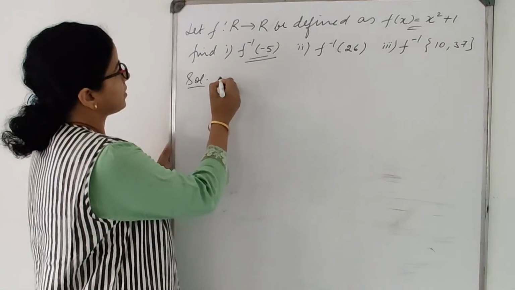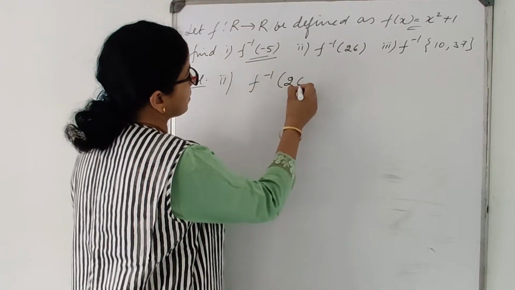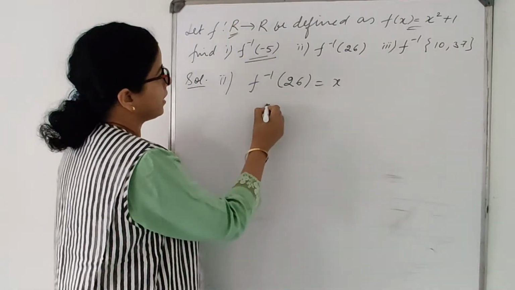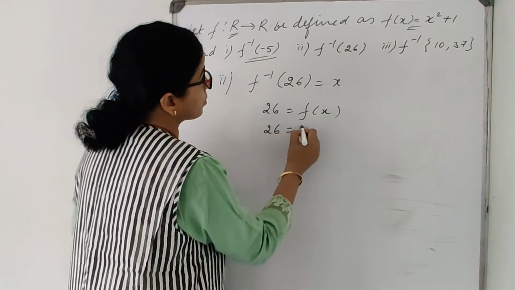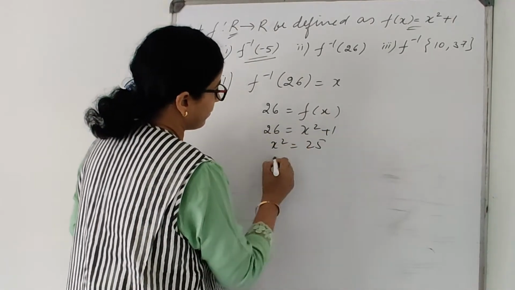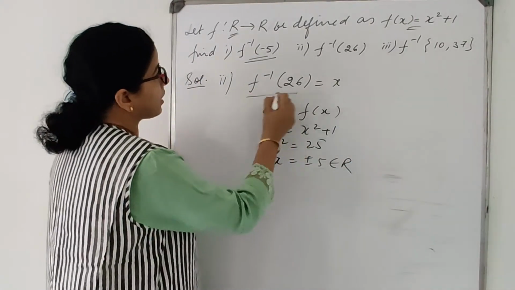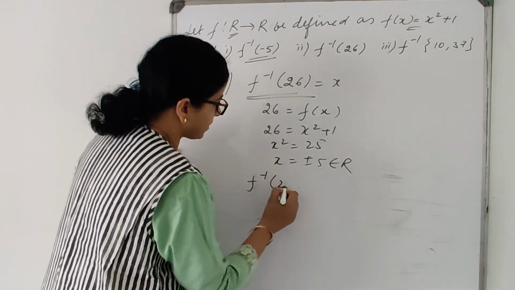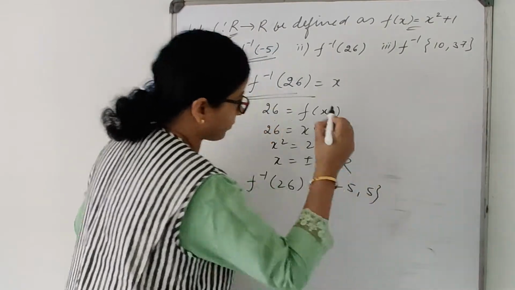Now let us solve the second part. So it is again f inverse of 26 should be equal to x, which belongs to the domain part, right? So 26 is equal to f(x). So 26 equals x square plus 1. x square is equal to 25. x is equal to plus minus 5, which belongs to R. So it means f inverse of 26 is minus 5, 5.